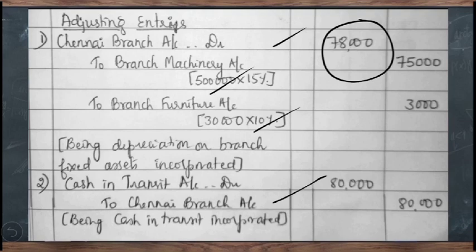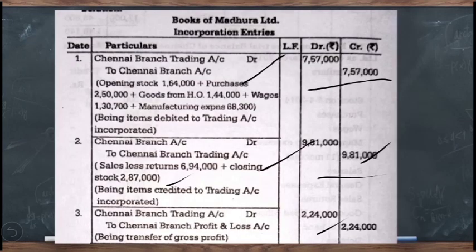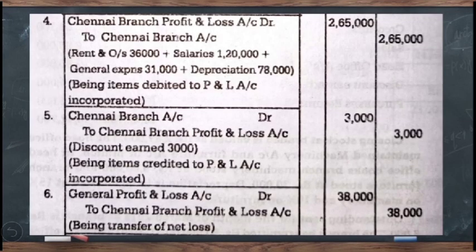So, these are the four items we have to show on the debit side of the branch profit and loss account. To incorporate that, the entry will be Chennai branch profit and loss account debit to Chennai branch account. Under that, being the incorporation of following debit items: rent plus outstanding 36,000 total, salaries 1,20,000, general expenses 31,000, depreciation 78,000. So, in total it will be 2,65,000.